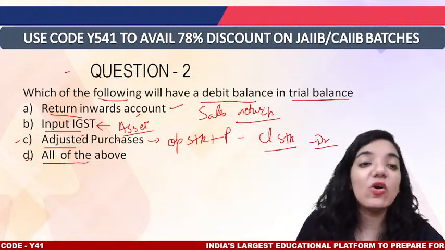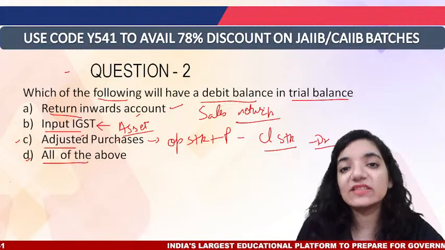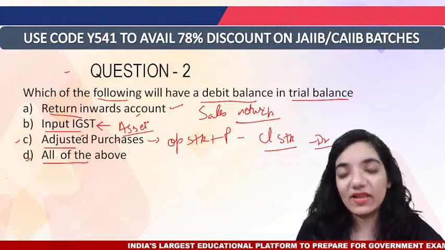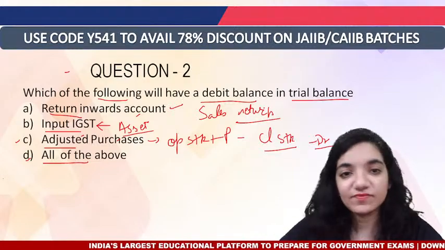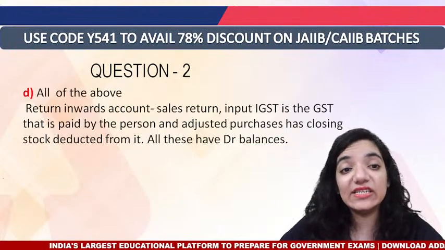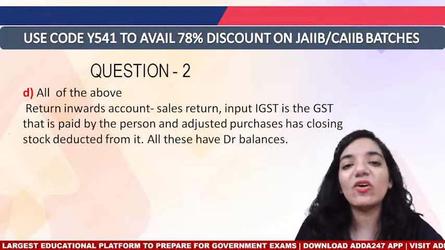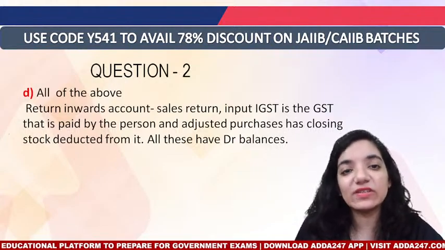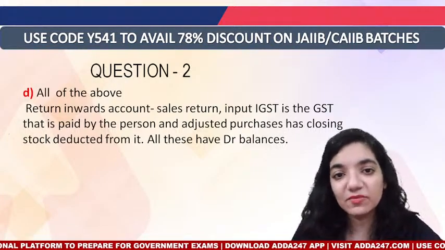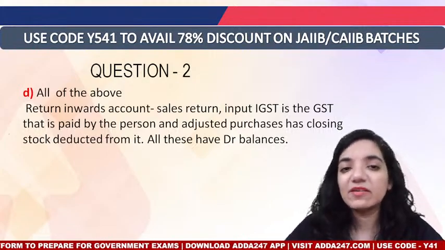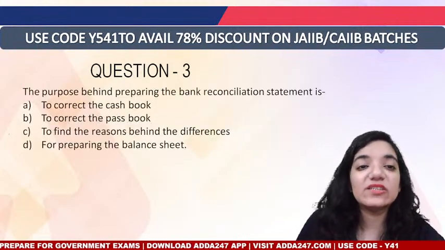So technically all of the above have debit balances as per the trial balance. So the correct answer is D, that is all of the above. These are all either assets or, in terms of the sales return, which is basically a reversal of the income. So these all have the debit balances. Now comes the next question.